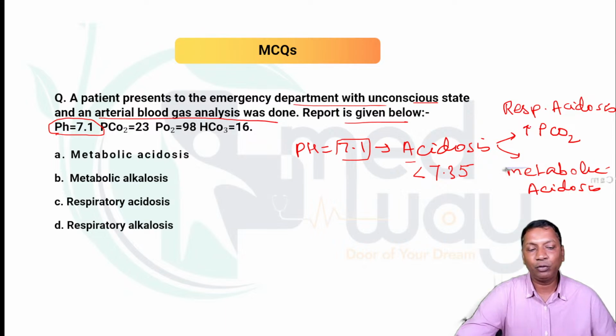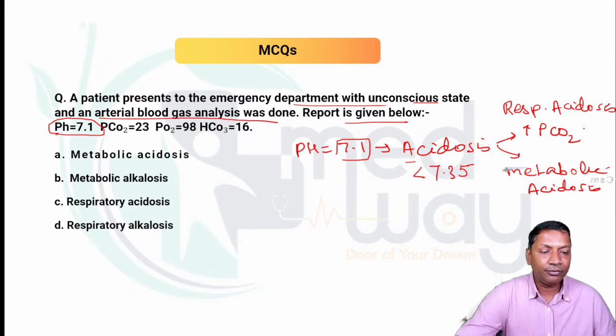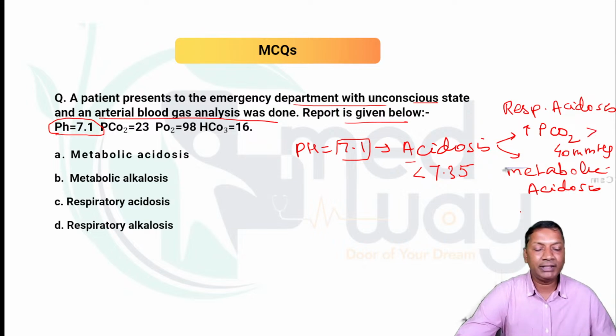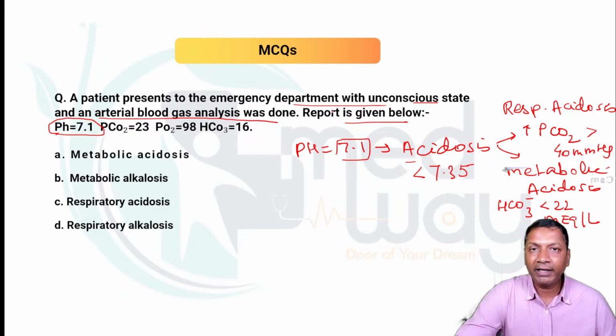to respiratory acidosis. So since it is showing the arterial blood gas analysis, when the PCO2 is more than 40 mmHg, it will be what? Respiratory acidosis. And metabolic acidosis is when the bicarbonate level is less than 22 milliequivalent per liter. So it will show the metabolic acidosis. Now let us find in the options which is favoring.